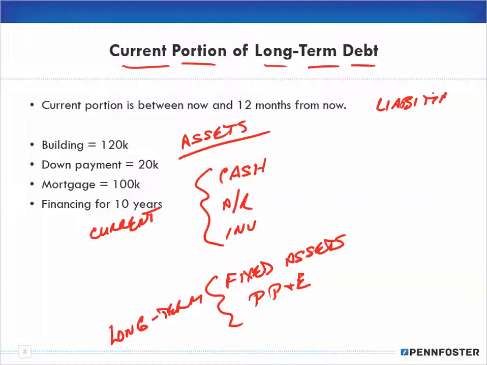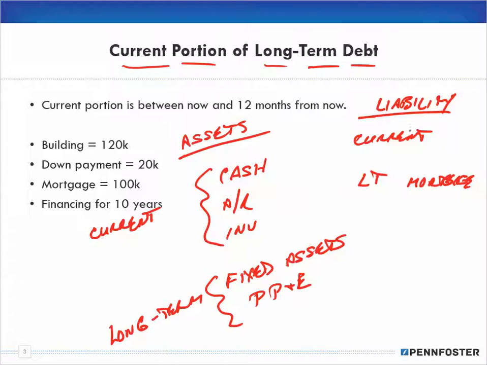From a liability side, you have the same type of structure. You don't just have liabilities, you have current, and then you also have your long term. When you think long term, you can think of something like a mortgage. And from a current perspective, you can have something like your accounts payable, or even a notes payable if it's a short enough term.